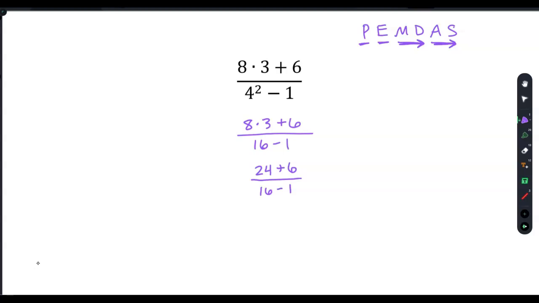So I'm going to go ahead and move on to my addition and subtraction and realize that I'll do that division bar last. So if I go ahead and do my addition and subtraction, I could go ahead and do that separately on the top and the bottom. 24 plus 6 is 30, and then 16 minus 1 is 15. And so now there's no addition and subtraction left. The only thing left is this fraction bar.